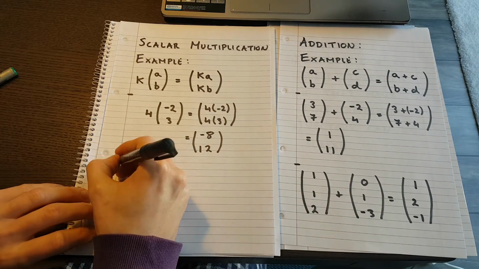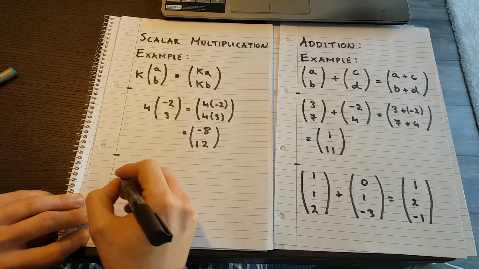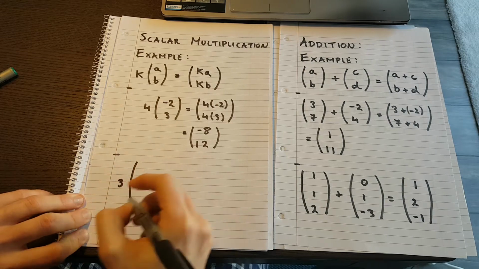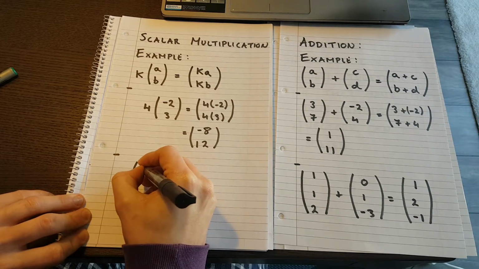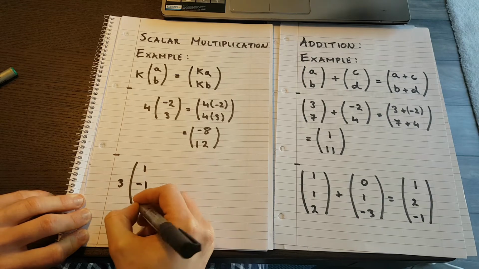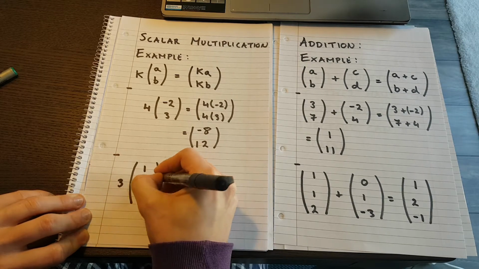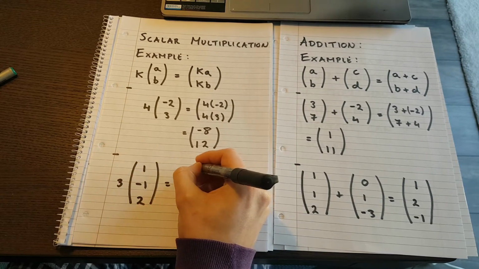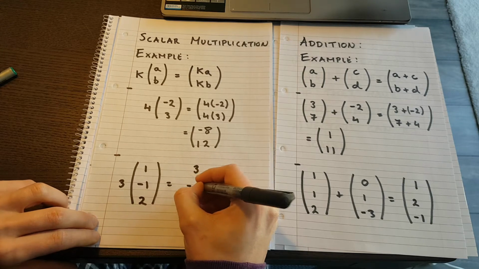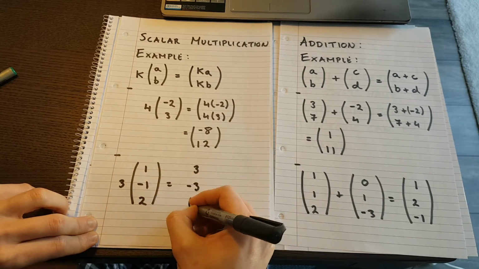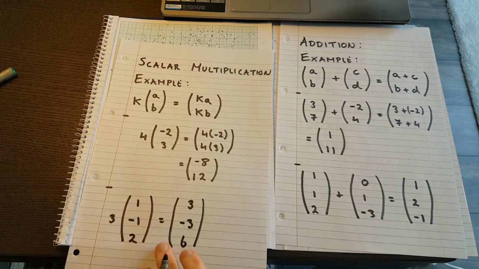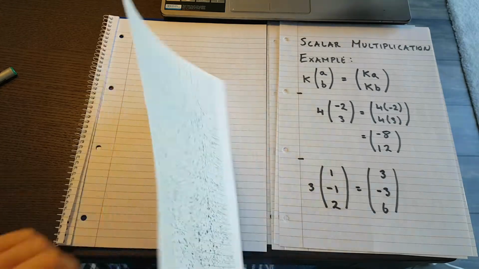Let me do another example here before I move on with 3 dimensions. So let's say I have 3 times the vector 1, minus 1, and 2. Well, what would I have then? I would have 3 times 1, which is 3. I would have 3 times minus 1, which is minus 3. And 3 times 2 would give me 6. So that's addition and scalar multiplication.